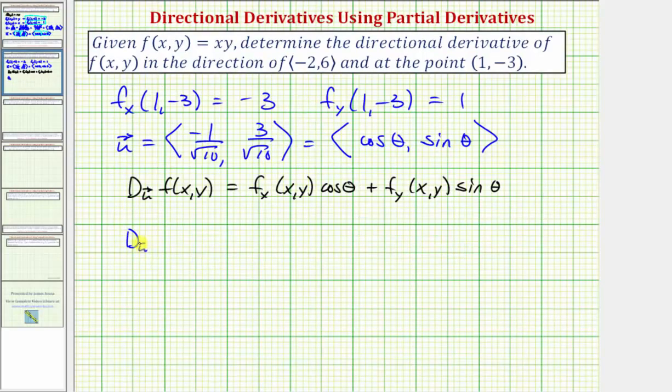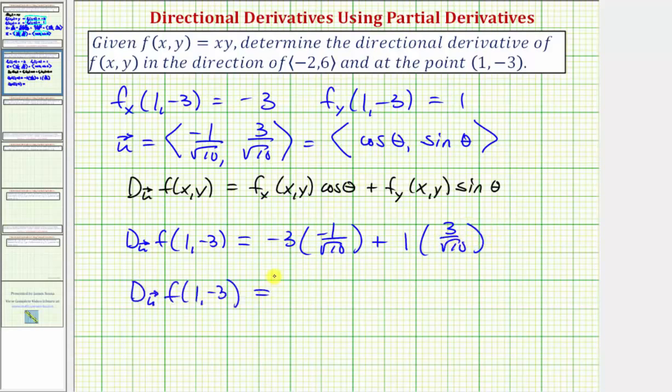So the directional derivative of f at the point 1 comma negative 3 is going to be equal to the partial with respect to x at the given point, which is negative 3, times cosine theta, which equals negative 1 divided by square root 10, plus the partial with respect to y at the given point, which has a value of 1, times sine theta, which equals 3 divided by square root 10. So we have 3 divided by square root 10 plus 3 divided by square root 10, which equals 6 divided by square root 10. So this would be the exact value of the slope of the tangent line at the given point in the direction of the given vector.